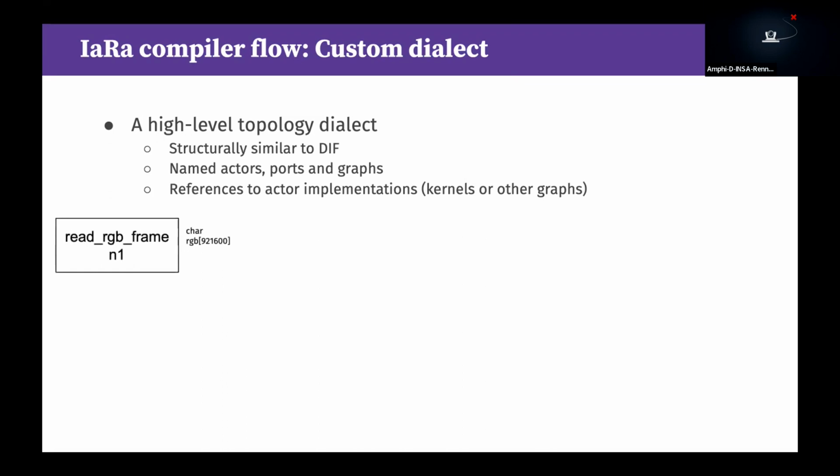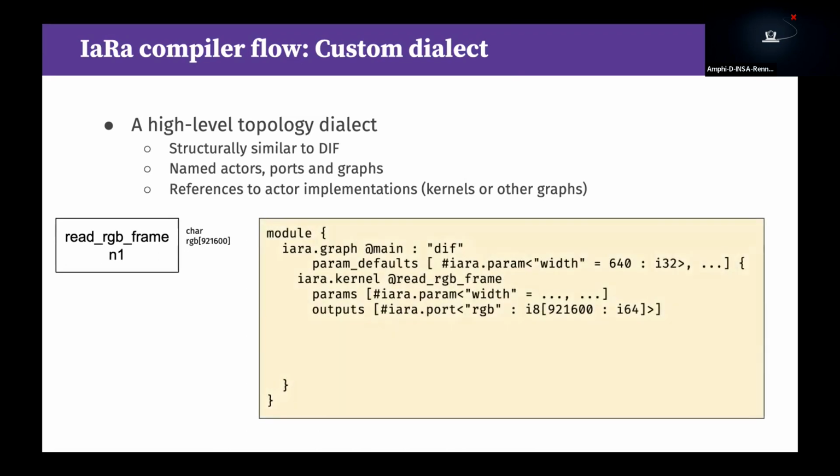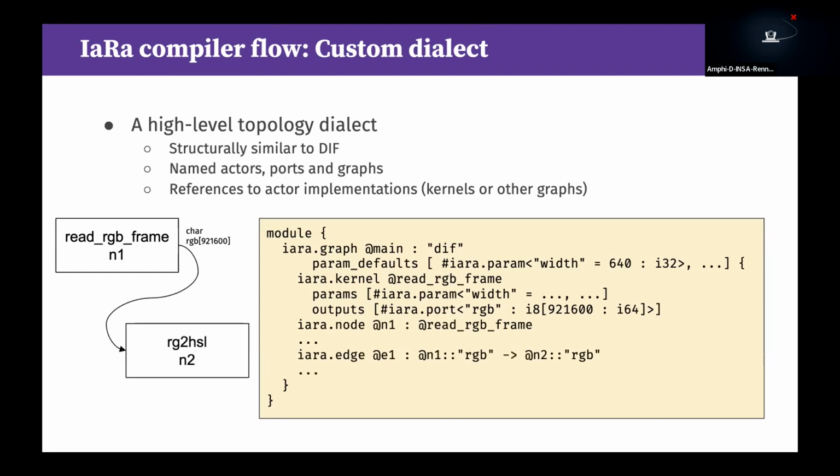So we've got an example here. We have an actor, which is a read RGB frame, with one output port, which is an array of char values, the RGB values. We're going to represent that with this internal format, the internal dialects, which define all the parameters, the output, the type, the number of values which are exchanged, and the name of the actors. Then we're going to implement that. Basically, here we can find a function, and now the node, the actor, is a call to this function, so an instantiation. We're also going to represent all the edges between the different actors, etc. So the compiler is going to have access to all this information.